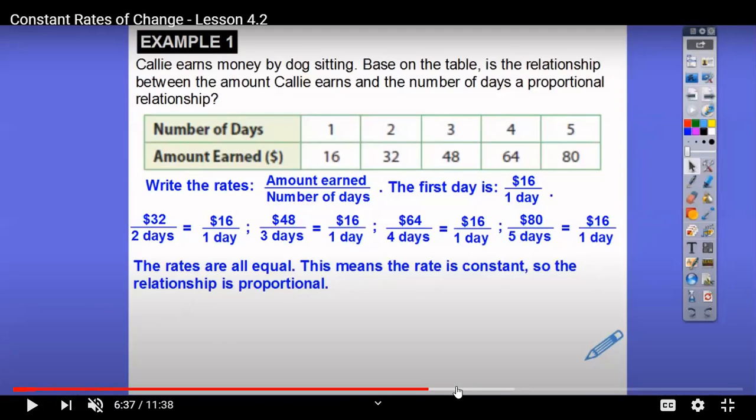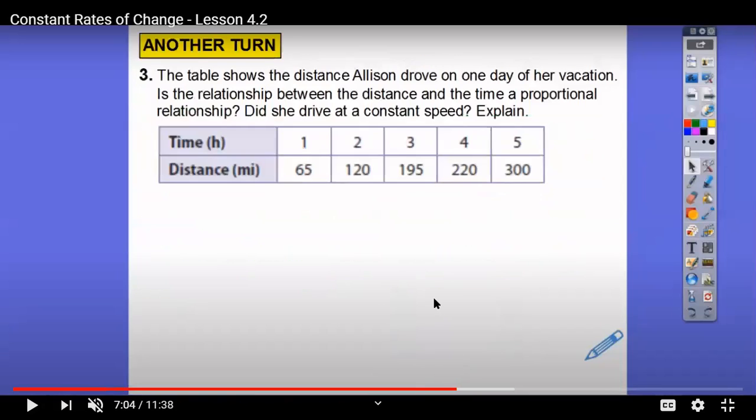Let's take another question. In this question, we want to know if the data we have in the table shows a proportional relationship or not. So what we have to do is find y over x. Let's start to divide. 65 divided by 1 is 65. 120 divided by 2 equals 60.